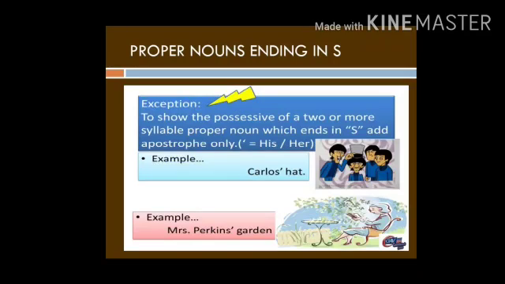Now coming to another exception, which is the word for proper noun. For a proper noun, if the word ends with s, we can just write the word and put an apostrophe, like Carlos', Perkins'. Now I'm going to just recapitulate the rules.